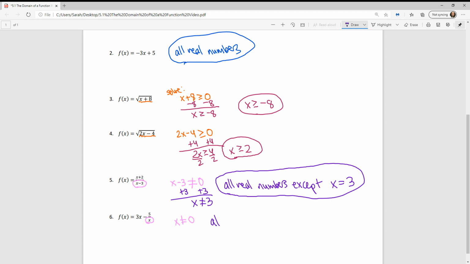So once again, my domain is going to be all real numbers except the one that doesn't work, which is 0. So except x equals 0. So that's a quick little intro to how to find your domain from an equation.